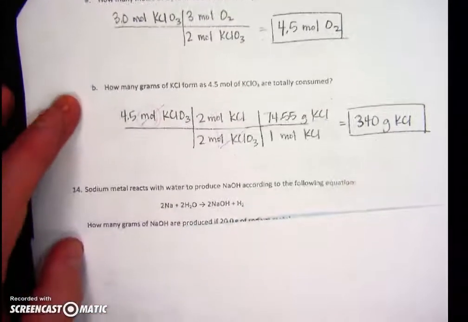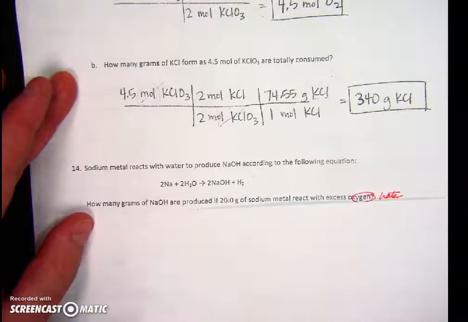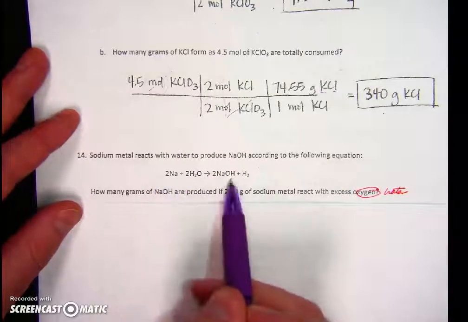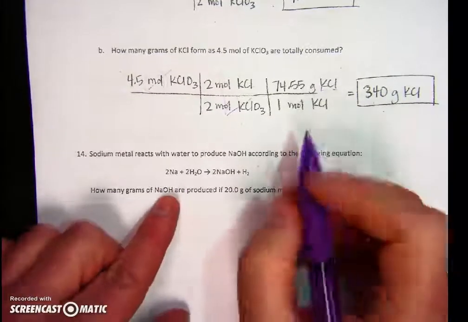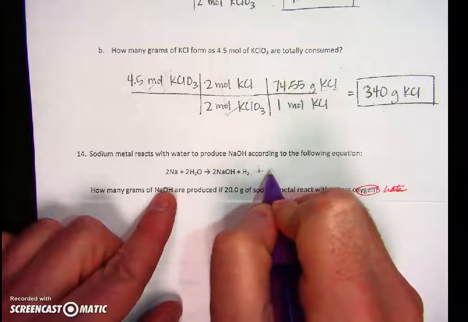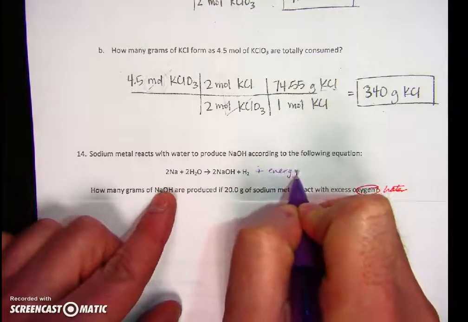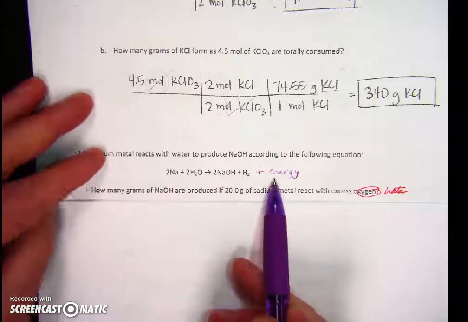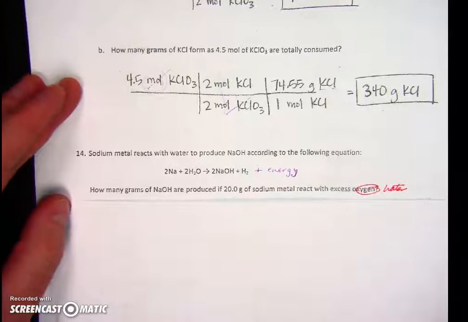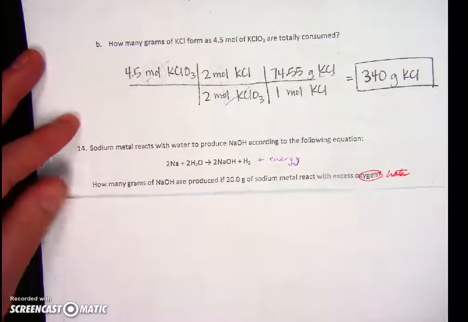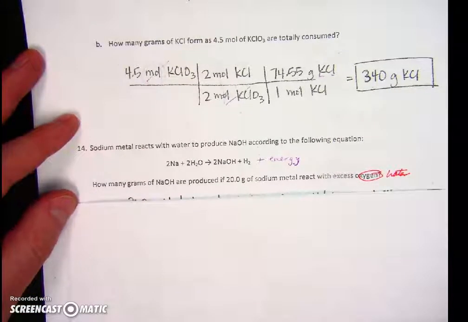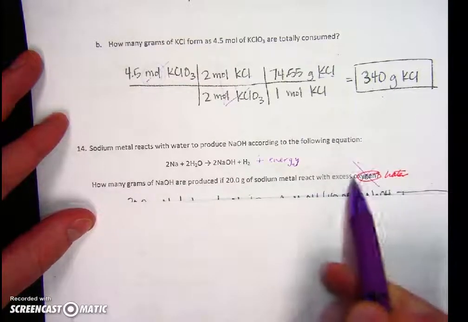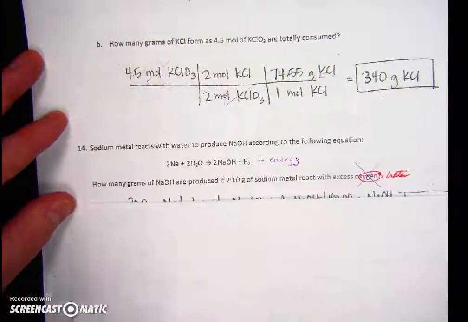Question 14 asks, sodium metal reacts with water to produce NaOH according to the following equation. We actually did this reaction in class. When we put the sodium in water, it also produced a lot of energy. Pure sodium wants to give away its 1 valence electron so vigorously that a lot of energy is produced in this process. How many grams of NaOH are produced if 20 grams of sodium metal react with excess water? I know the actual test here, the practice test said oxygen, but that's a typo that should say water.